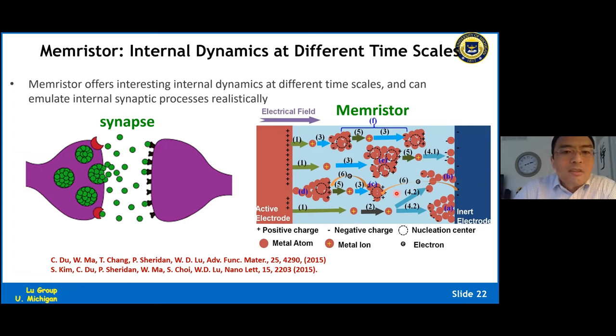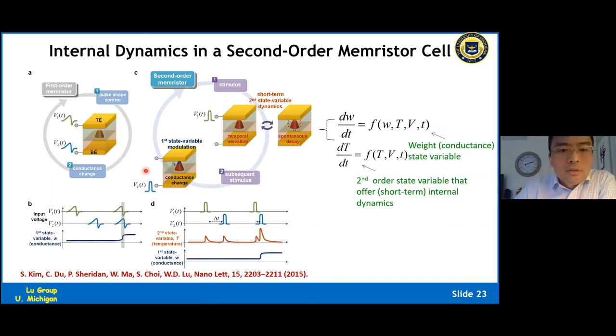So again, you can take advantage of those dynamic processes to emulate the process more faithfully. So we call this device a second order memristor. So we are very proud to give it a name here. It's called second order because normally we consider one state variable, that's the weight of the synapse. But here, for the synapse to change its weight, it has to go through two processes, so involving two state variables.